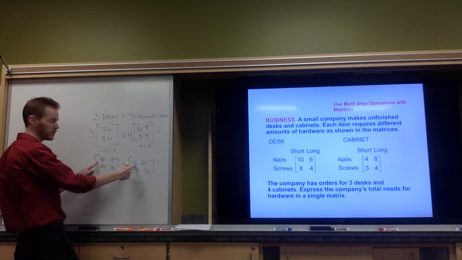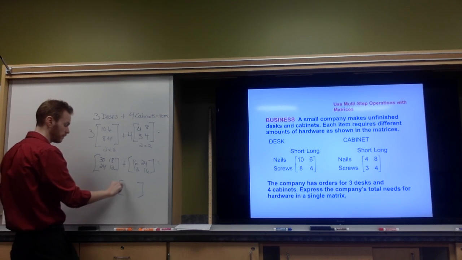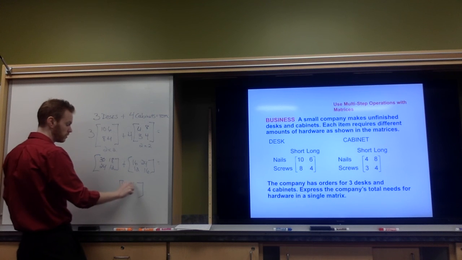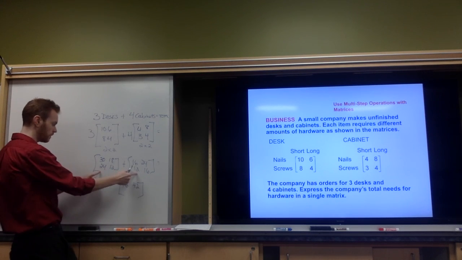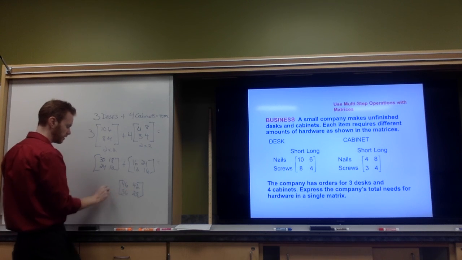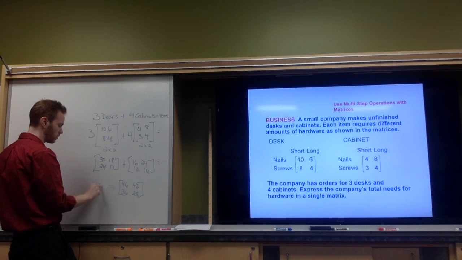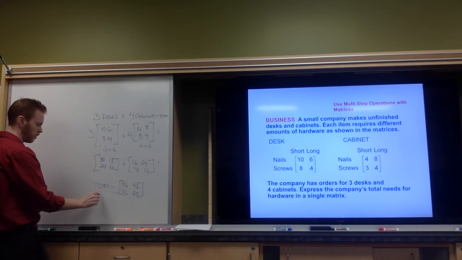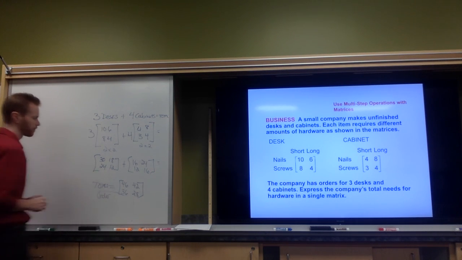So 30 and 16 are both in the 1, 1 position, so I get 46. Okay, 18 and 24 would give me what, 42? 24 and 12 gives me 36. 12 and 16 gives me 28. Okay, so here are my totals for that order. So this is for the order that we have. All right.